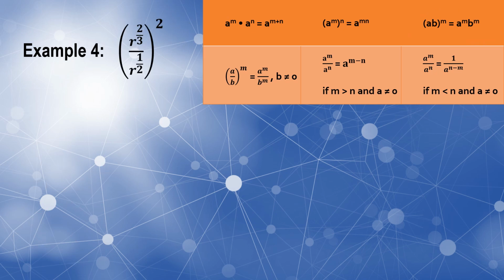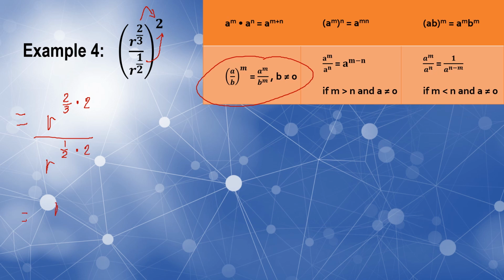Another example, we have r raised to 2/3 over r raised to 1/2, quantity raised to the second power. In this case, we apply this law of exponent. So it means that we multiply the exponent of the numerator to 2 and the exponent of the denominator also to 2. So we're going to have r raised to 2/3 times 2 over r raised to 1/2 also times 2.